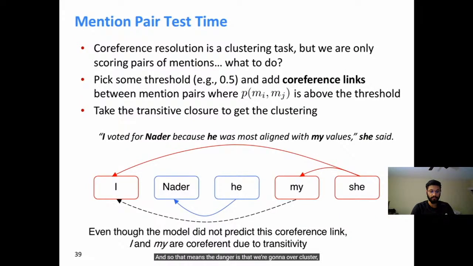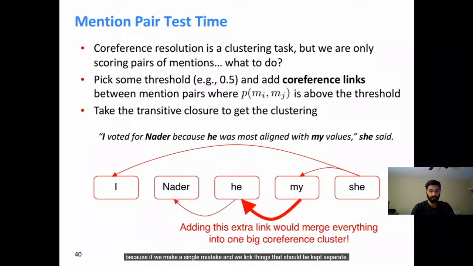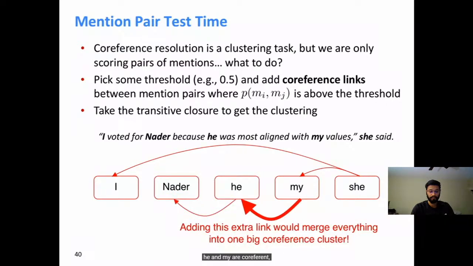And so the danger is that we're going to overcluster, because if we make a single mistake and link things that should be kept separate, for example, if we wrongly said he and my are coreferent, then everything in this discourse would collapse together into one cluster and everything would be deemed coreferent.